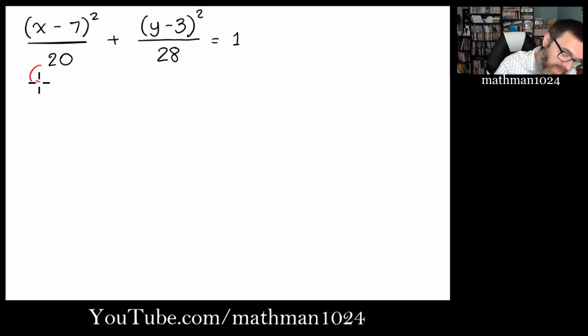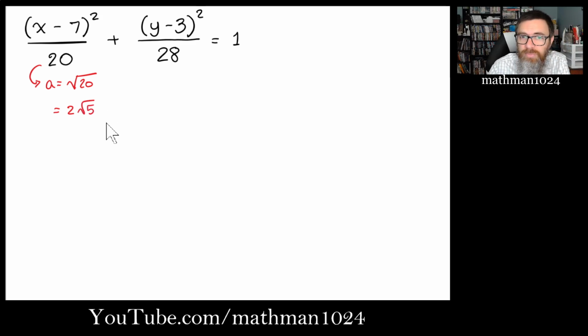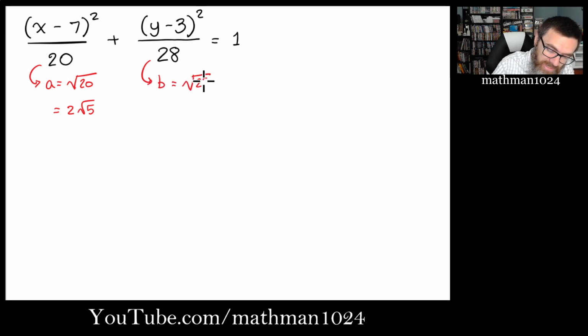So if this is my a squared, that means that my a value will be the square root of 20, which simplifies to be 2 square roots of 5. And here, that means my b value would be the square root of 28, which reduces to be 2 times the square root of 7. So these aren't pretty numbers. And so my graph is not going to look super pretty, and I may not even draw an x and y grid, because where am I going to put these numbers, right?